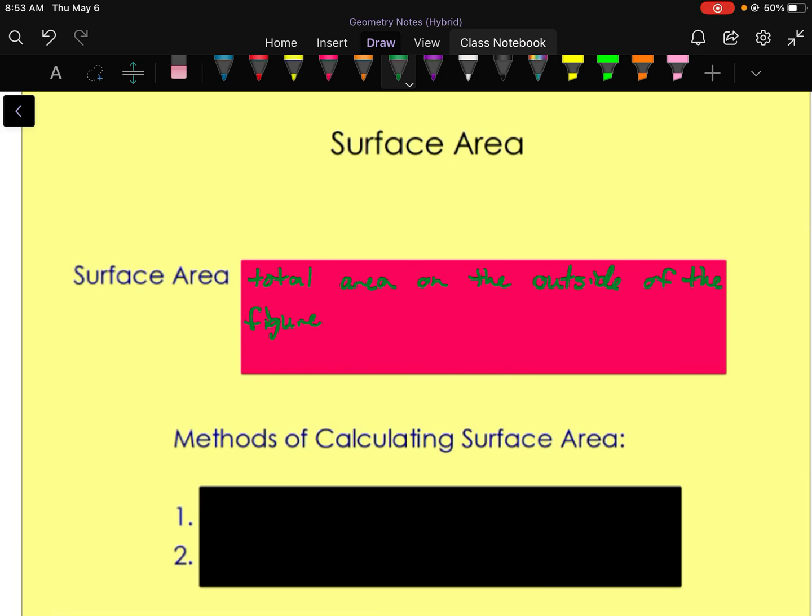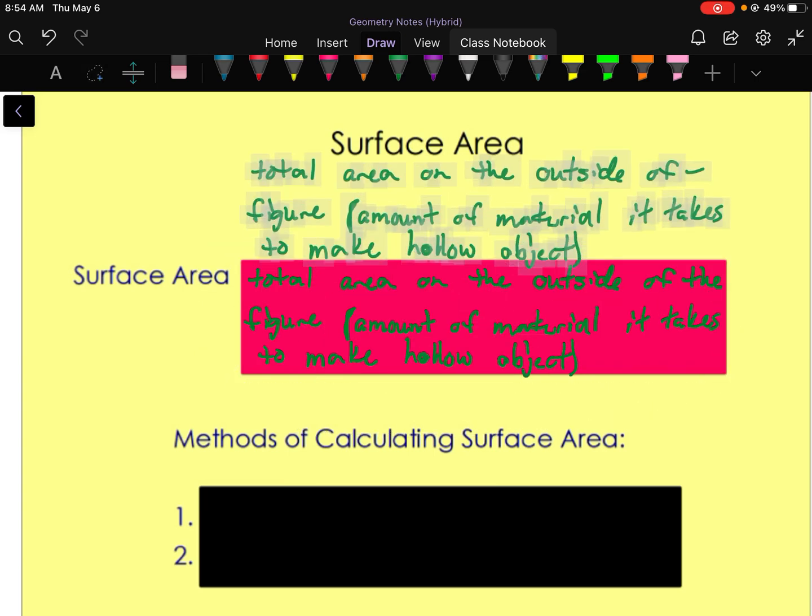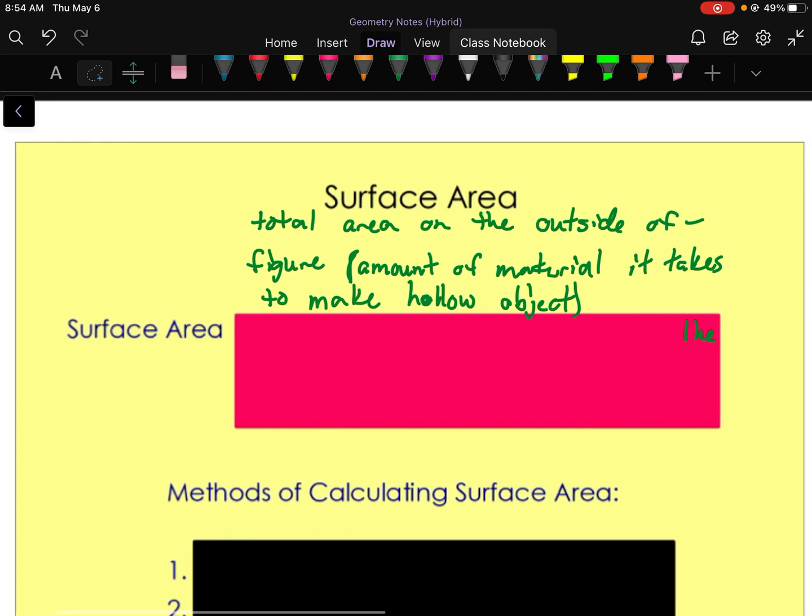which, if you want to think of it this way, is the amount of material it takes to make a hollow object. Now I realize that's very hard to read, so I'm going to scoot that definition up right above. So there you go: the total area on the outside of the figure, the amount of material.